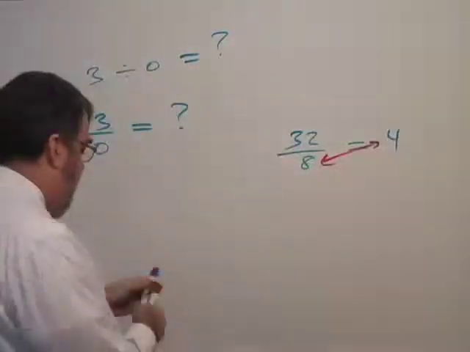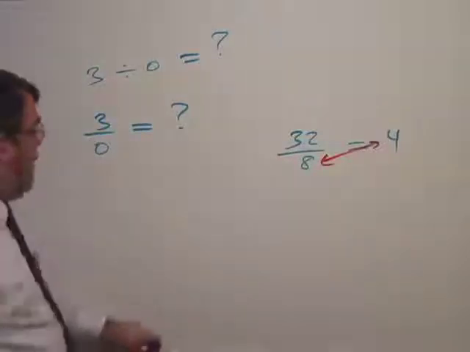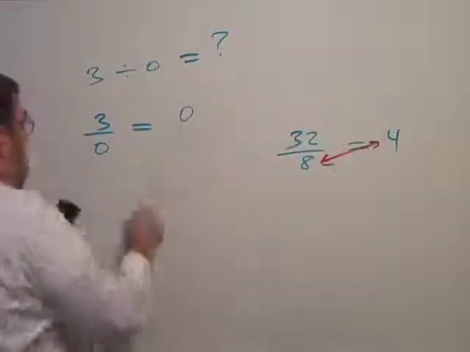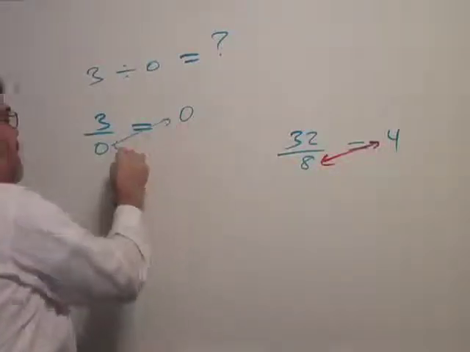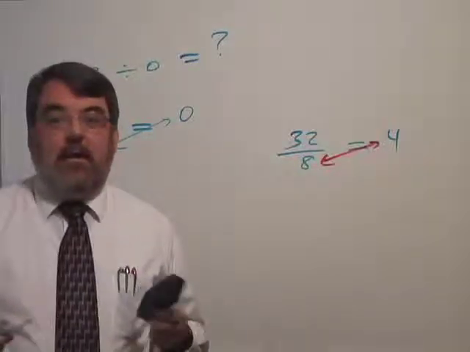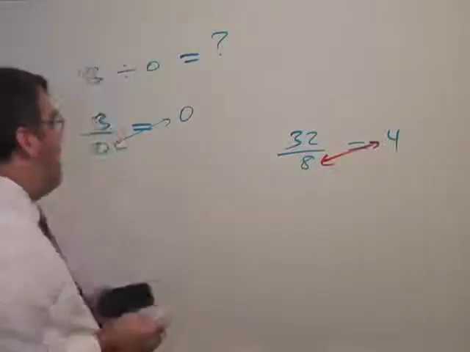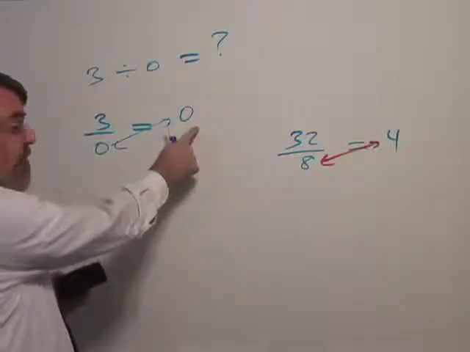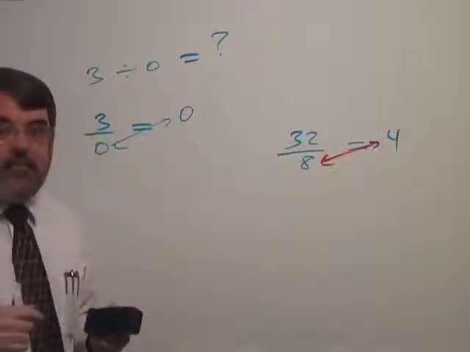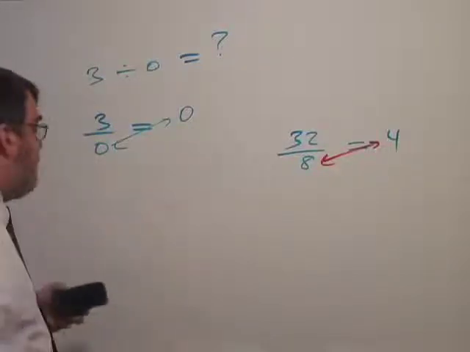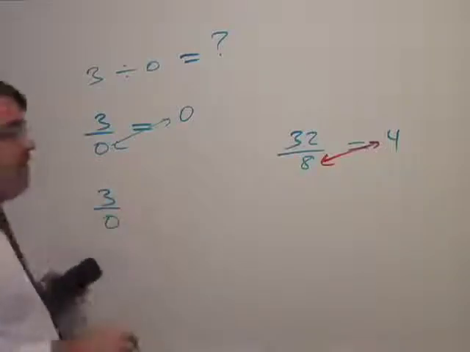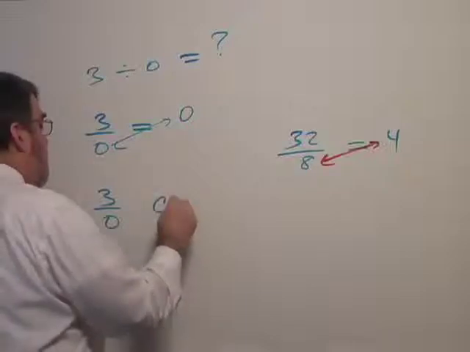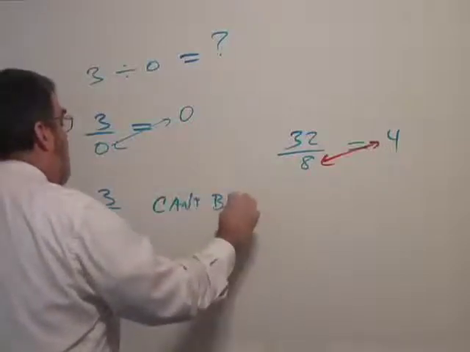Great. So if 3 divided by 0 was equal to 0, then that would mean that 0 times 0 would have to equal 3, wouldn't it? And it doesn't. Obviously it doesn't. And so, in fact, nothing you put there is going to work, because 0 times anything cannot give you a 3. 0 times anything will give you 0. So what should we say about 3 divided by 0? Or anything divided by 0? It can't be done. Can't be done. All right.